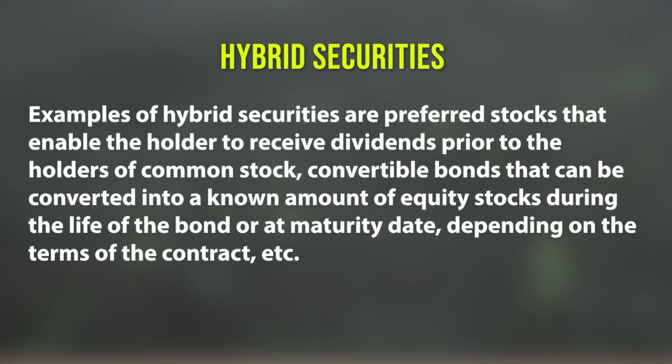Next one, the example of the hybrid security. Examples of hybrid securities are preferred stock, which enables a holder to receive dividends prior to the holders of common stock, and convertible bonds that can be converted into a known amount of equity stock during the life of the bond or at maturity date, depending on the term of the contract.